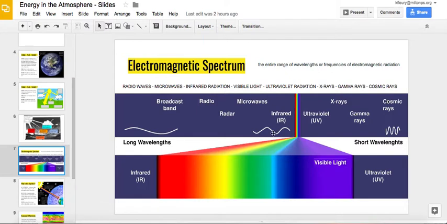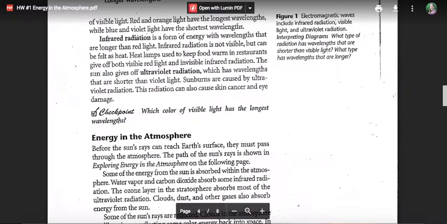So that's really all you need to know from this, knowing that things like radio and microwaves and X-rays and gamma rays, these are all parts of the electromagnetic spectrum. That's just good to know, but not essential information for you to keep in mind. Okay, let's go back to the reading.